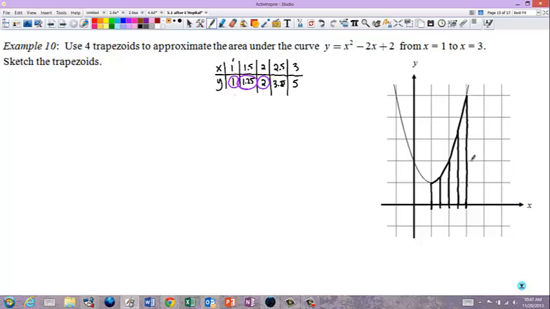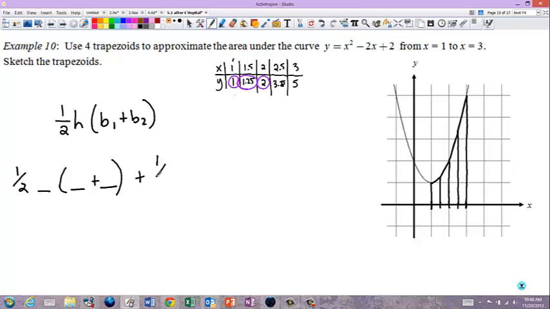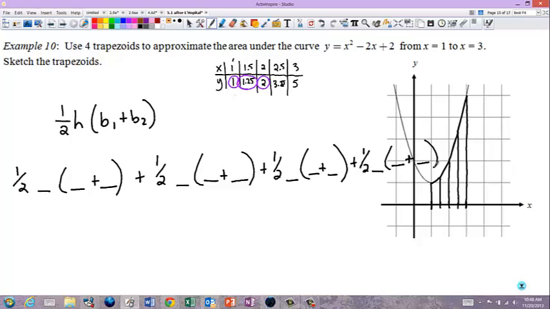So a trapezoid is 1/2 height times B1 plus B2. And I have four of them. So what I do is I say 1/2 height times B1 plus B2, plus 1/2 height times B1 plus B2, plus 1/2 height times B1 plus B2, plus 1/2 height times, I ran out of room, B1 plus B2. The height is this each time. It's just your distance. So your height is going to be 1/2 in each one. My B1 plus B2 is going to be my values at each one. So B1, B2, B1, B2, B1, B2, B1, B2.